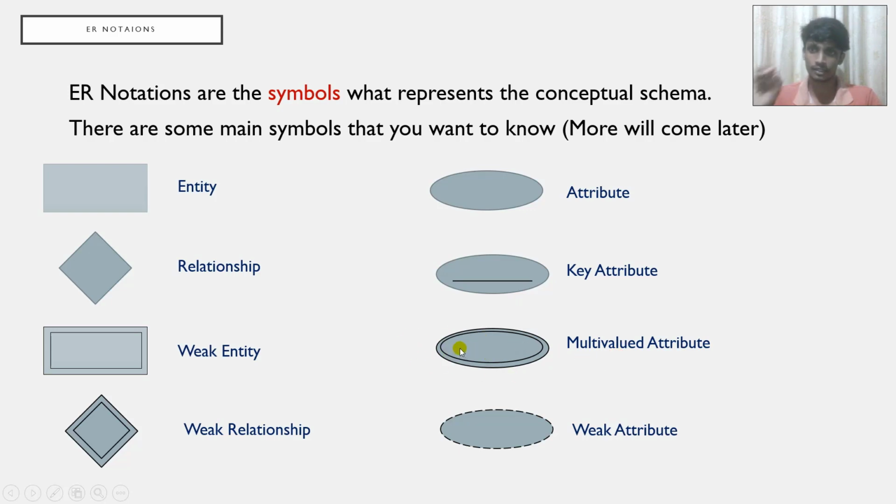I'm emphasizing this because if you follow a pattern, there will be some controversial situations. So don't follow a pattern. Just remember this is how you draw the notations. Multi-valued attributes are represented using two outlines, and weak attributes are represented using dotted or dashed outlines. So these are the basic notations that you should know before drawing an ER diagram.